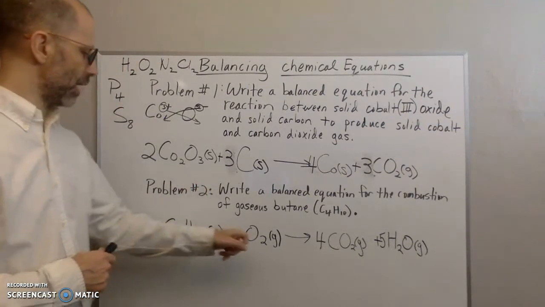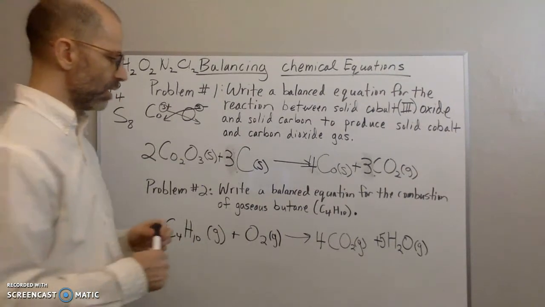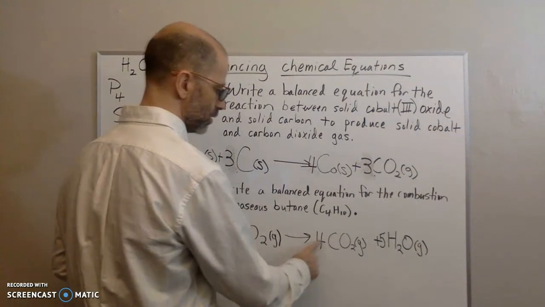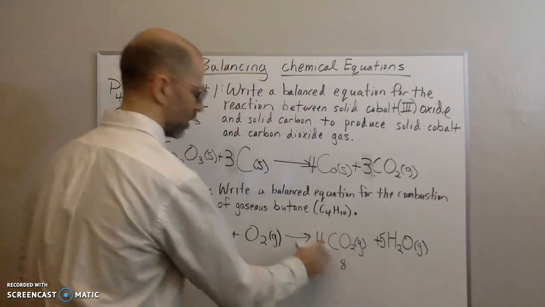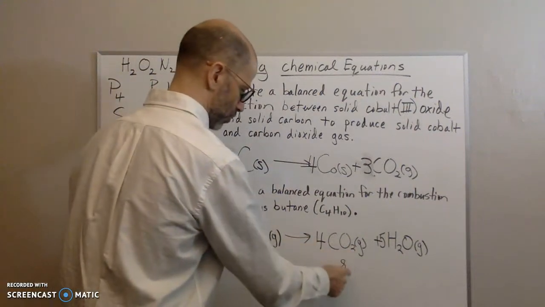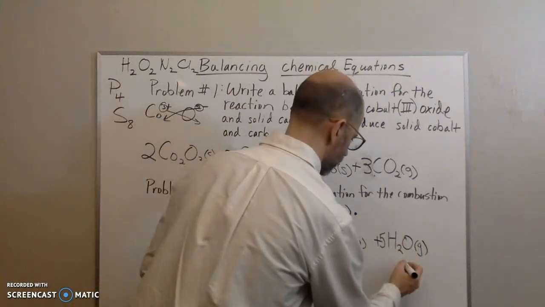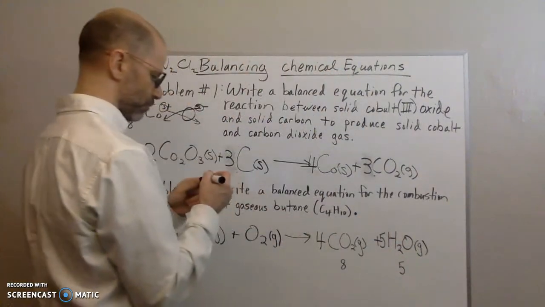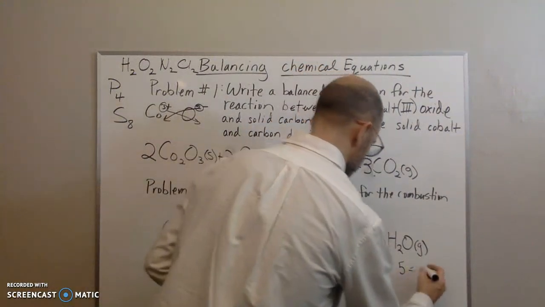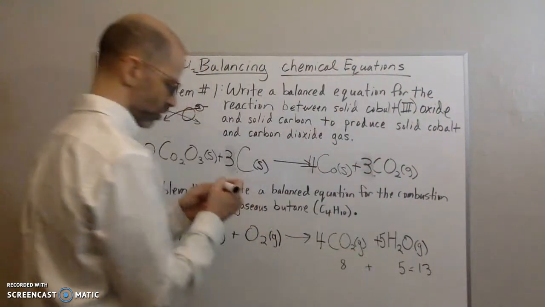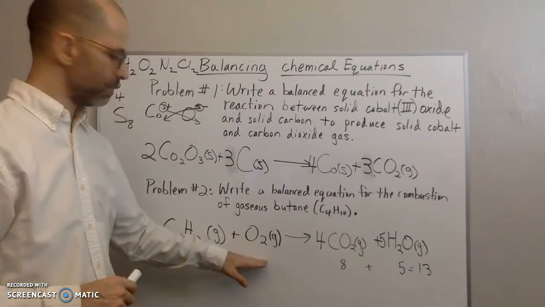Now I can go to oxygen. So I have 2 oxygen on this side. And I have 4 times 2 gives me 8, so I have 8 oxygen from the carbon dioxide. And then I have 5 times 1 gives me 5, so I have 5 oxygen from there. When I add those together, I get 13. So I have 13 oxygen on this side, and I have 2 on this side.